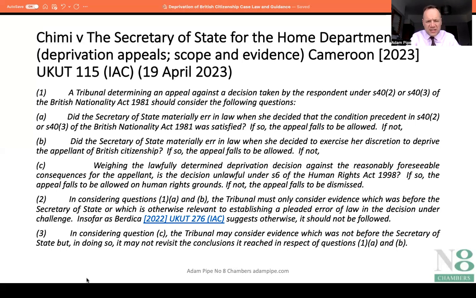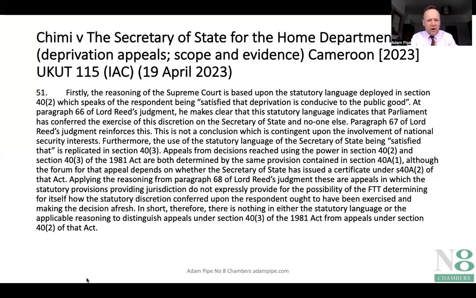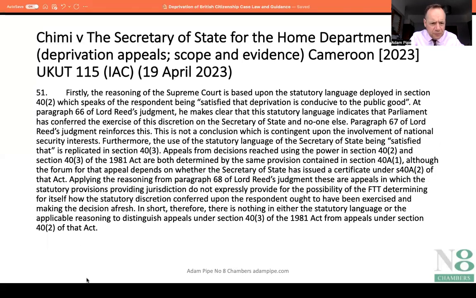In considering question C, the tribunal may consider evidence which was not before the Secretary of State, but in doing so, it must not revisit the conclusions it reached in respect of questions 1A and B. Let me set out a few key paragraphs for you that might be helpful.